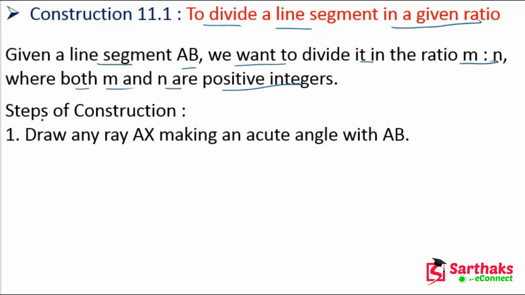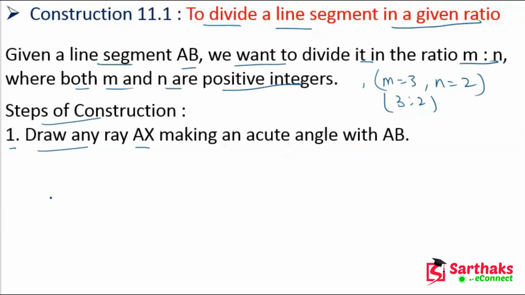To understand this, first of all, we take m equals 3 and n equals 2. Now we have to divide a line in the ratio 3:2. It doesn't matter what the length of the line segment is. The steps of construction are: first step is to draw any ray AX, making an acute angle with AB.